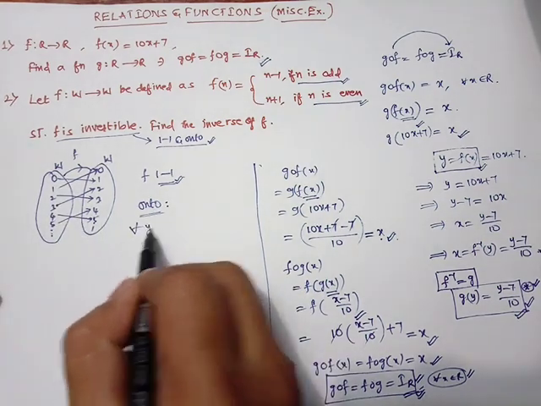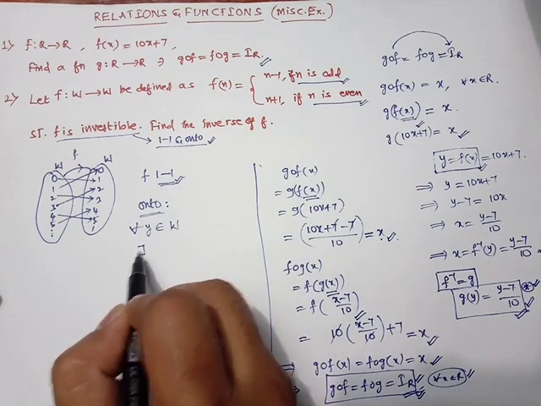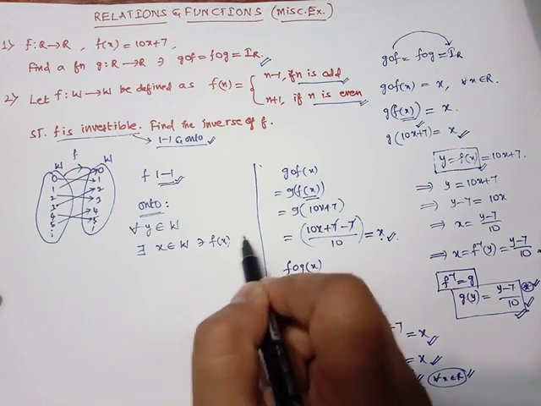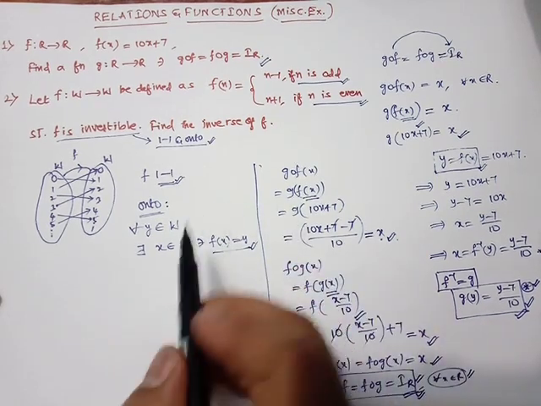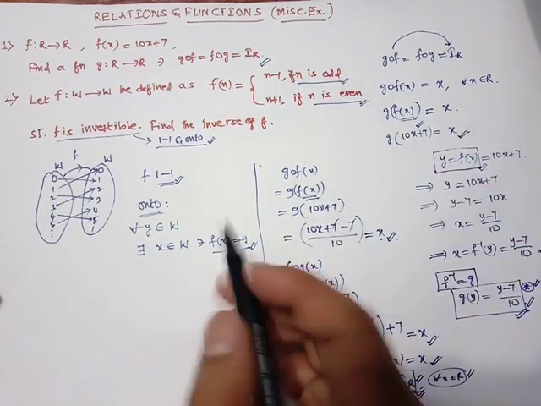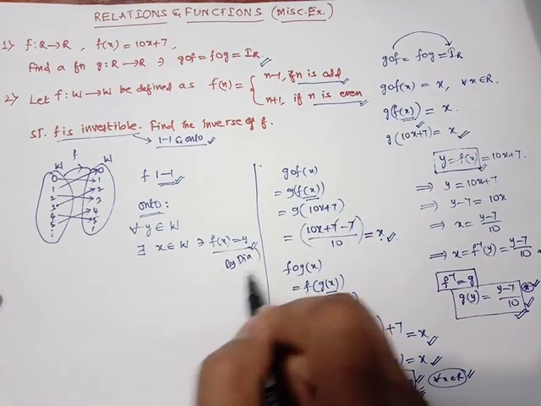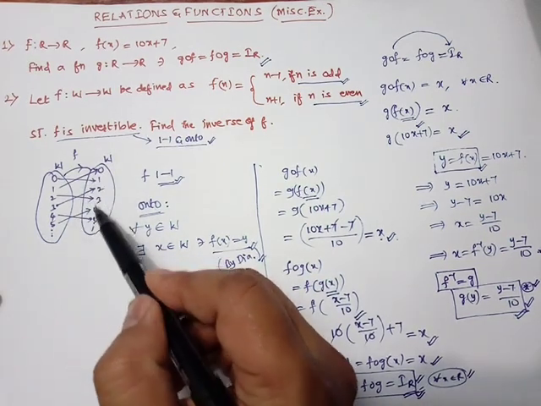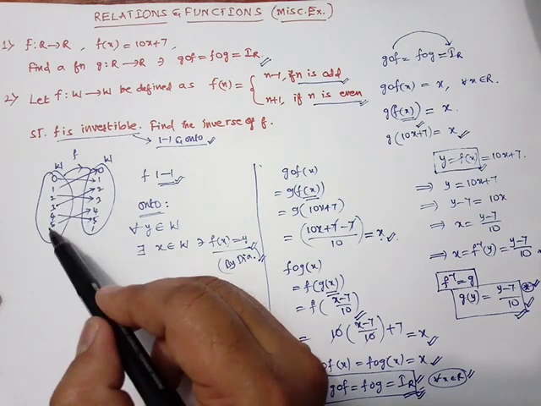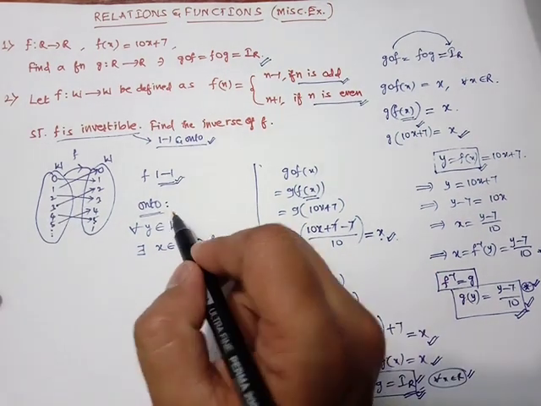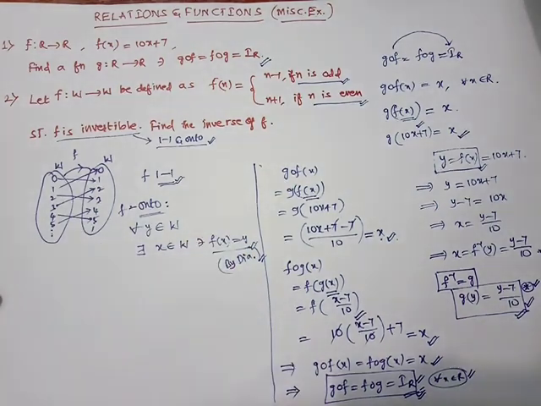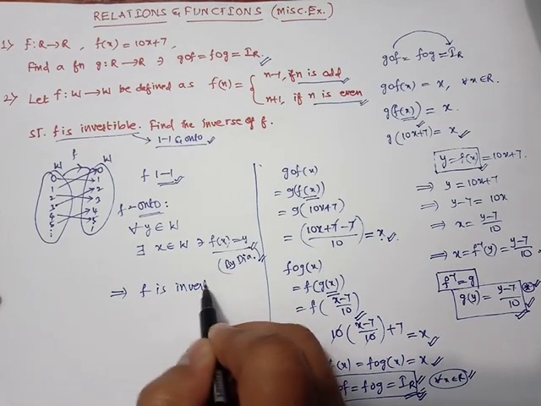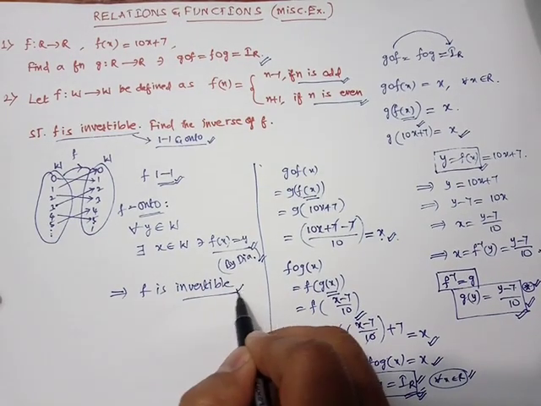So for all y belongs to W, there exists some x belongs to W such that f(x) = y. I'm not taking it directly from the definition, I'm considering it from the diagram only. By the diagram you can say each and every element of the second set is related to some element of the first set. So you can say f is onto also. So f is one-one and f is onto, then f is invertible. So just keep this aside.